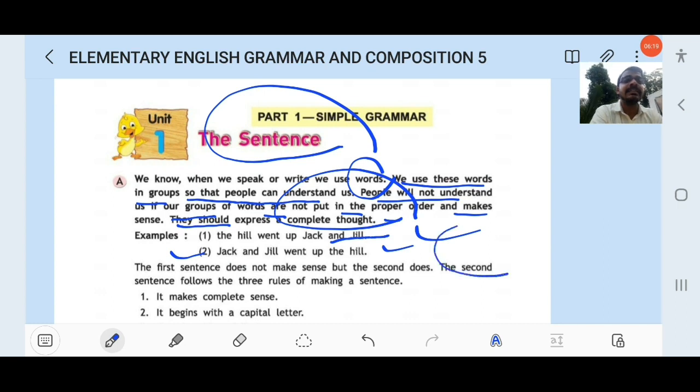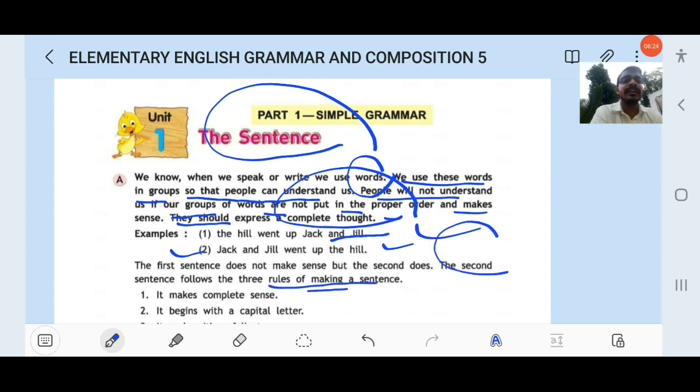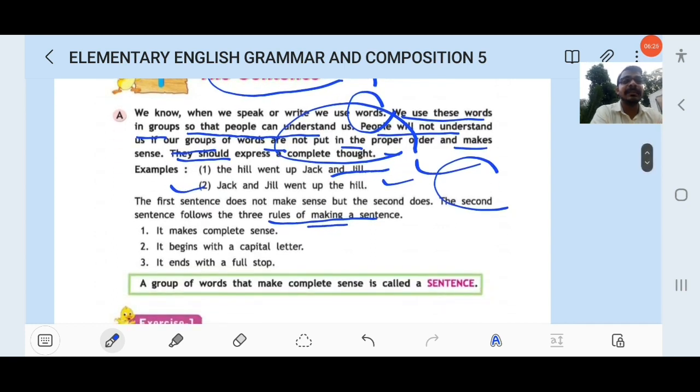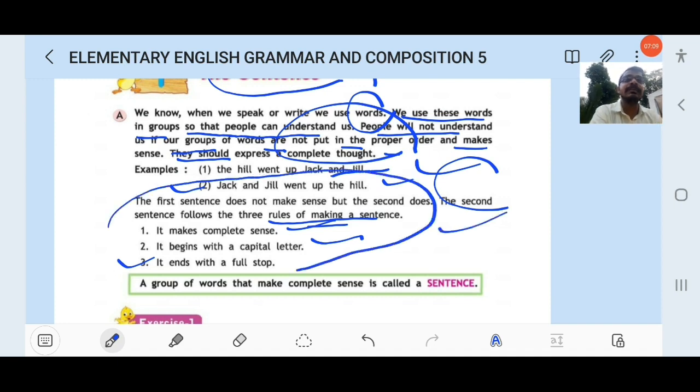The first sentence does not make sense but the second does. Why? The second sentence follows the three rules of making a sentence. First, it makes complete sense. This is the most important thing about a sentence. Then it begins with a capital letter. Each and every sentence must start with a capital letter. Then it ends with a full stop. We can use a full stop, question mark or exclamation mark according to the mood of the sentence. These three should be there, so we can call it a sentence.